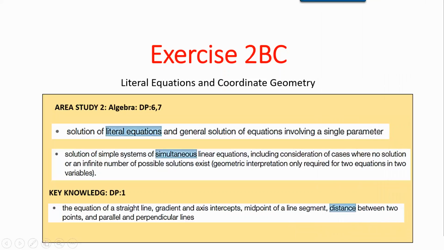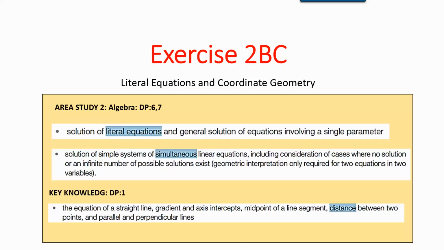Alright, excellent. Cool. Exercise 2BC, you're dealing with literal equations and coordinate geometry. If you remember from last year in Specialist, that's probably your first exercise or so, just transposing equations. So most of it's easy from 2B. Coordinate geometry, you have to know your properties. So it's coming from key knowledge dot point 1.